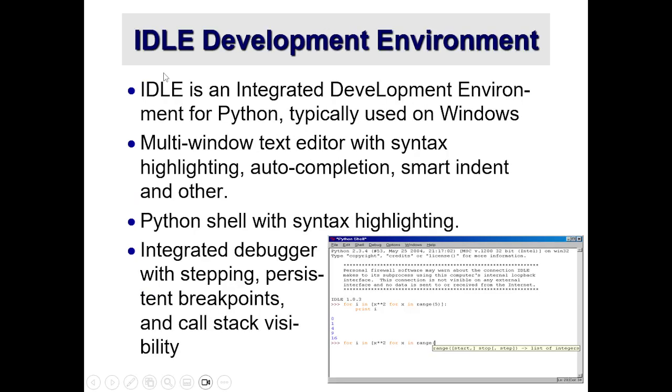IDLE development environment. IDLE means integrated development environment for Python, typically used on Windows. It is a multi-window text editor with syntax highlighting, auto-completion, smart indent, and other features. The best example for this is our Visual Studio Code. It also has a Python shell with syntax highlighting, an integrated debugger with stepping, persistent breakpoints, and call stack visibility.